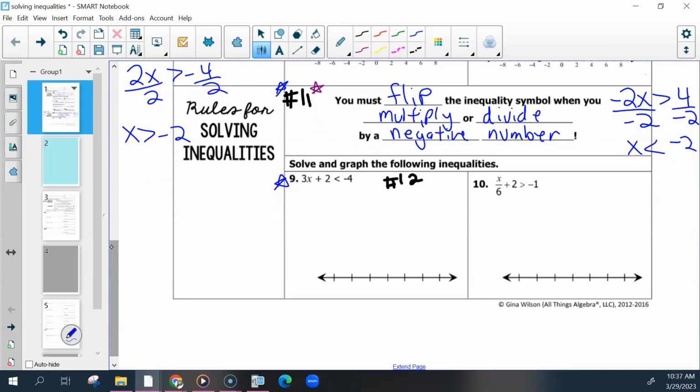So we're going to do 9. What's nice about solving inequalities is that it's really the same as solving equations. There's just that rule we have to remember. So we're trying to get x by itself. What would be our first step? Subtract 2 on both sides. So we have 3x is less than -6. And then as we were just doing, divide both sides by 3. So that x is less than -2. Our sign would not change in this case.